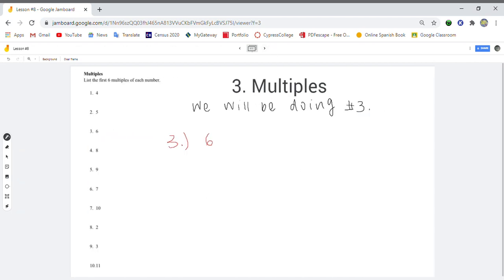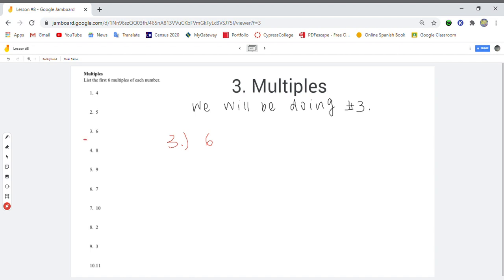So the third one we're going to go over is multiples. And we'll be doing number 3. It says list the first 6 multiples of each number. So multiples is like you're multiplying the number you're given.